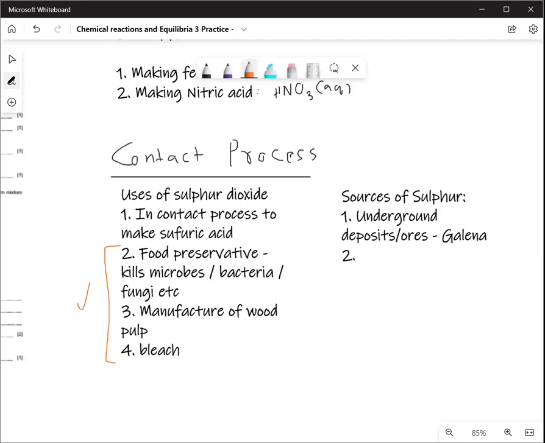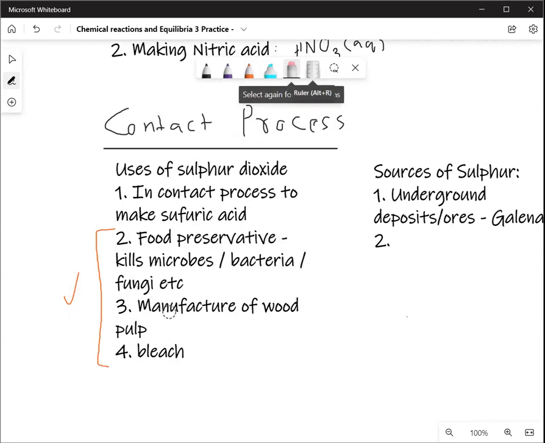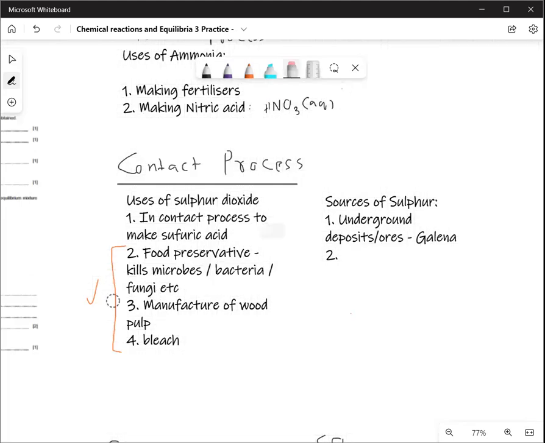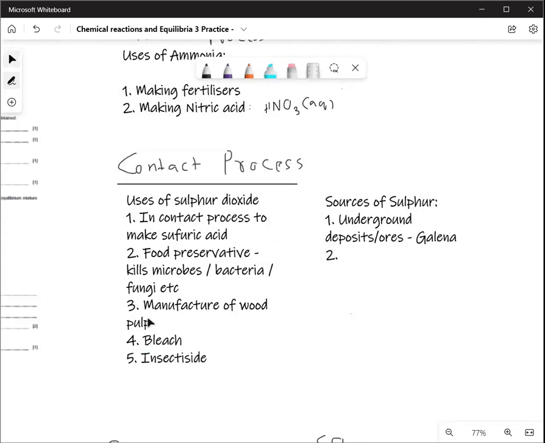So, to make bleach? Bleach, yes, to make bleach. Make bleach, just a second. Or you can also say bleach, and 5. There's another one which I remember, which is insecticide. Insecticide. Bleach. Done.